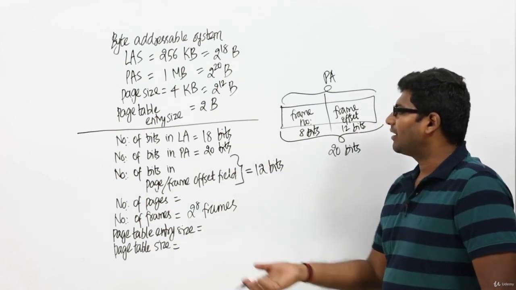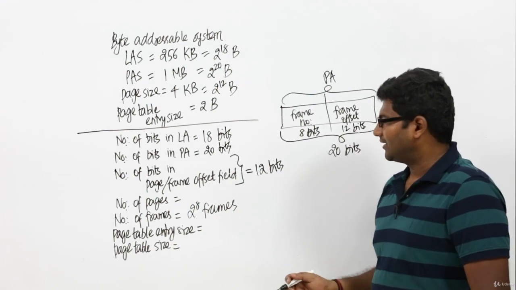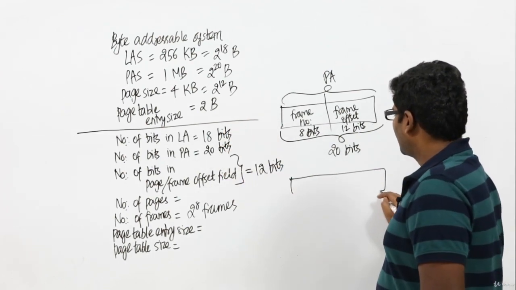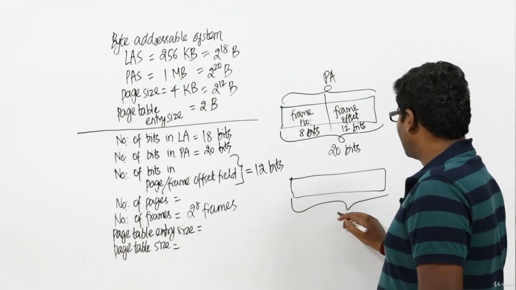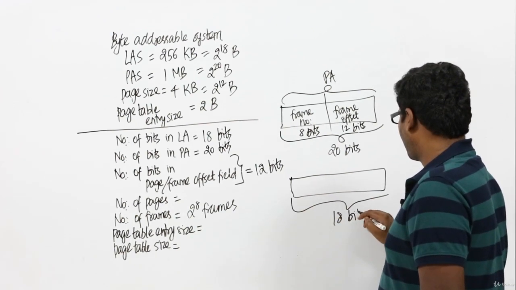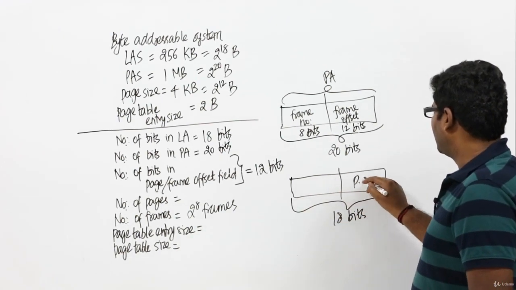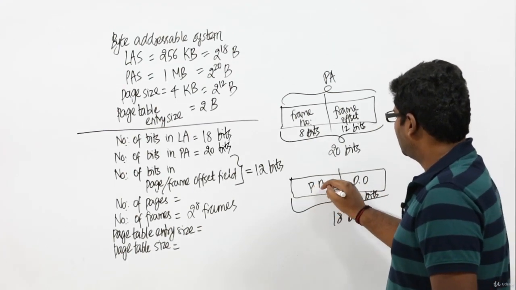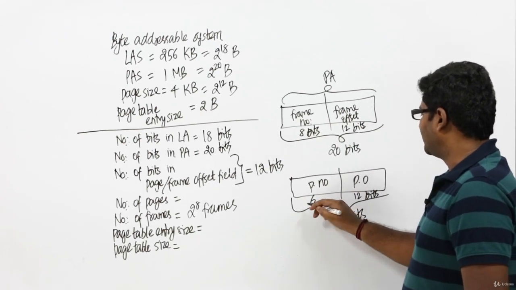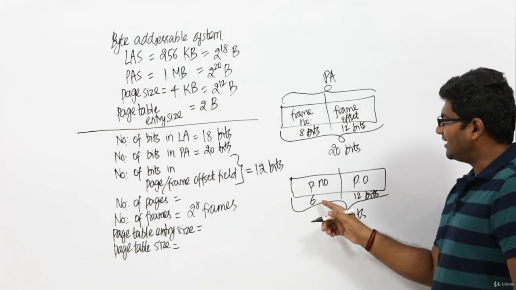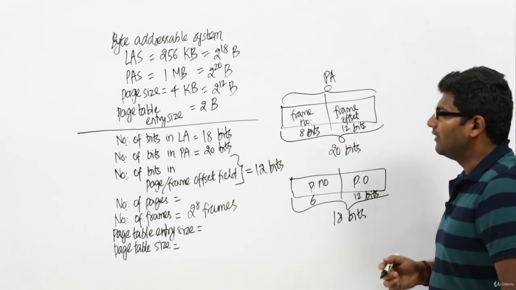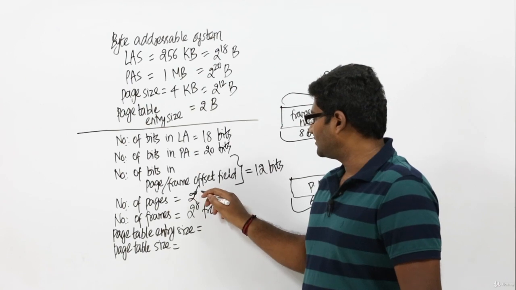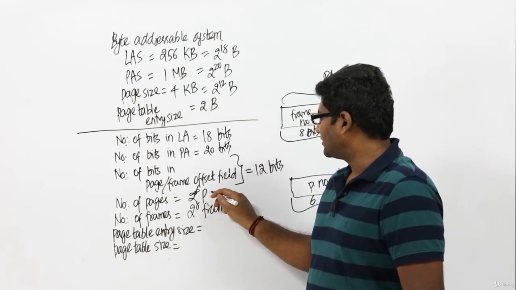Now how to calculate the number of pages? That depends on the logical address. Coming to the logical address, we know that it is 18 bits, and the page offset field will have 12 bits, which means the page number field will have 6 bits. If we have 6 bits in our page number field, then the number of pages is nothing but 2 power 6. So there are 2 power 6 pages in our process.